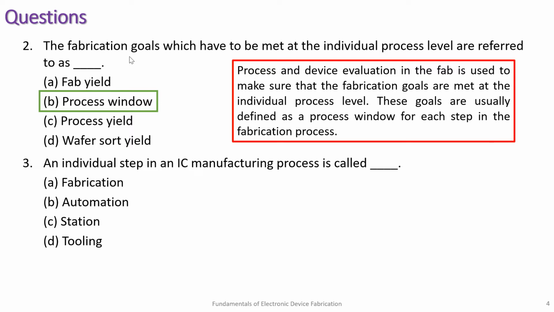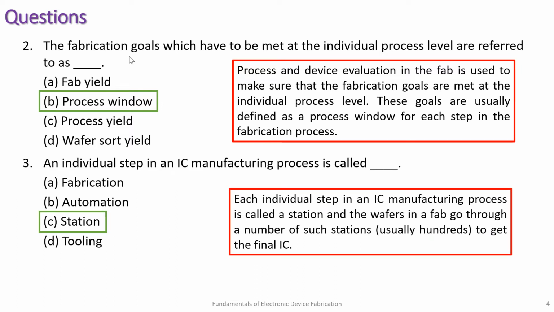An individual step in an IC manufacturing process is called: fabrication, automation, station, or tooling? Station is the right answer. When we are manufacturing an IC, there will be multiple steps, and each of these steps will be performed in a particular process, and the process will have specific instruments. This particular composition is known as a station. That is a region or a place using a specific set of equipment where we perform a particular step, a particular process.